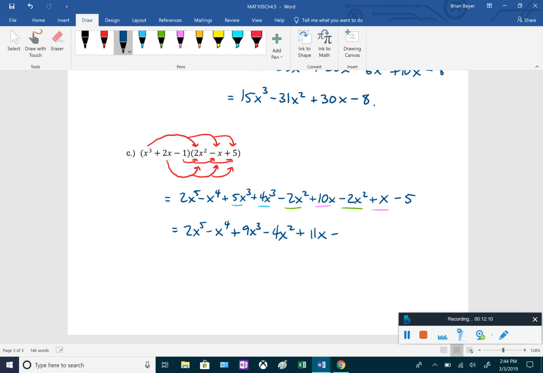So that would be our final answer for this product for multiplying a trinomial times a trinomial. So obviously a little bit longer, but still the same steps pretty much. Okay, so that's it for 4.5.